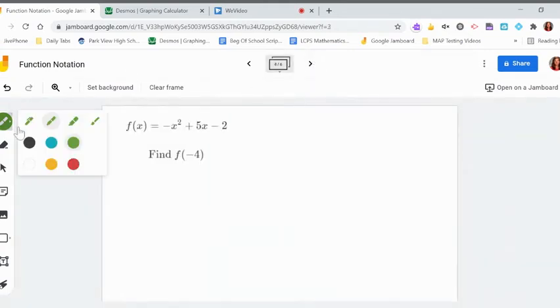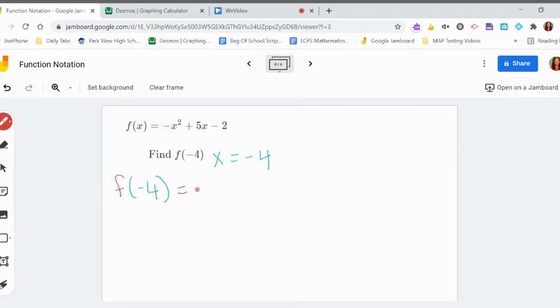Let's look at one more like this. Again, we have our function here, find f of negative 4. So that means x equals negative 4. So f of negative 4 equals, now this says negative x squared, so I have to put a negative first, and then I can put your x, which is negative 4 squared, plus 5, negative 4, and then it says minus 2. Notice everywhere there was an x, I put a negative, okay?